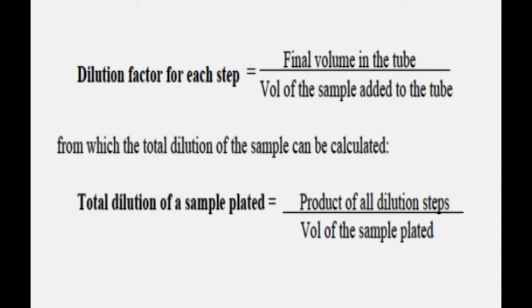The standard way to dilute a sample in microbiology is through serial dilution. A sample is diluted stepwise in a series of tubes containing sterile diluent. Each step is a particular dilution factor. The dilution factor for each step is equal to the final volume of the tube divided by the volume of the sample added to the tube, from which the total dilution of the sample can be calculated. The total dilution of the sample plated is equal to the product of all dilution steps divided by the volume of the sample plated.